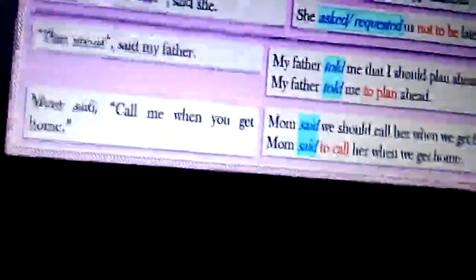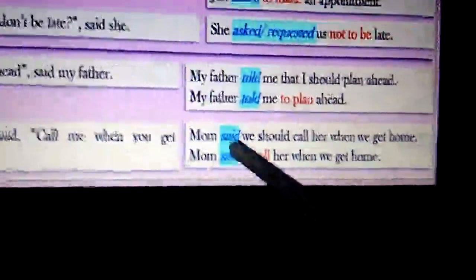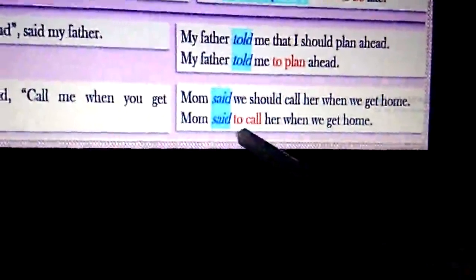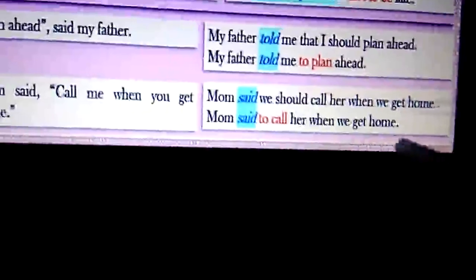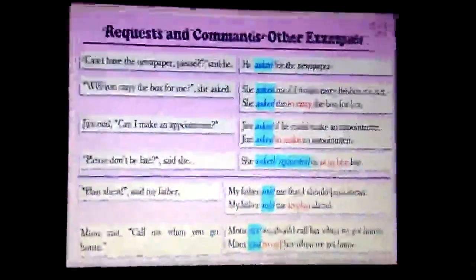So here, mom said, "Call me when you get home." Mom said to call her when we get home. These are how we can make conversions from direct speech to indirect speech.